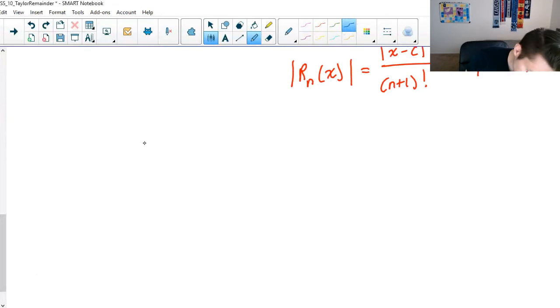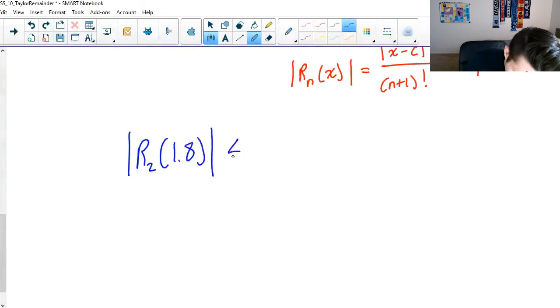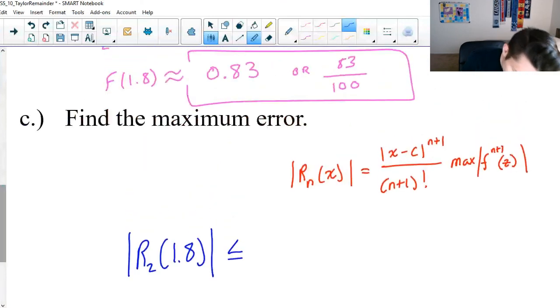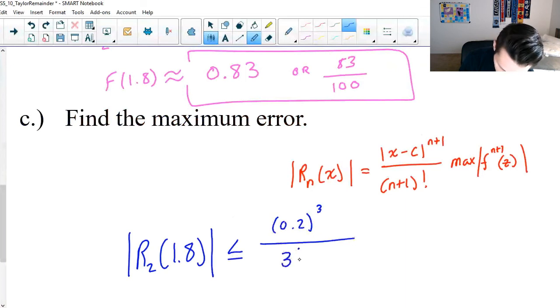Okay, so R2 of 1.8 is less than or equal to the absolute value of x minus c to the power of n plus 1. So x minus c is negative 0.2, but we're taking the absolute value. So 0.2 to the third divided by 3 factorial. And so we know that maximum value is 2.